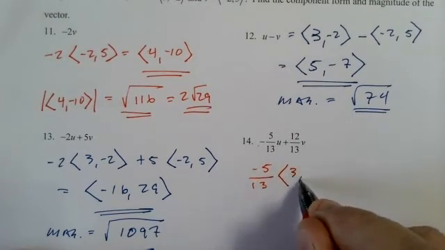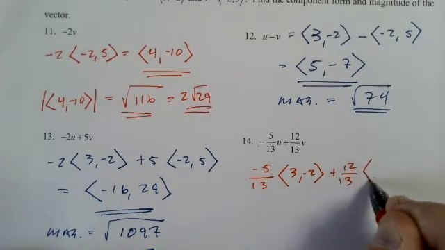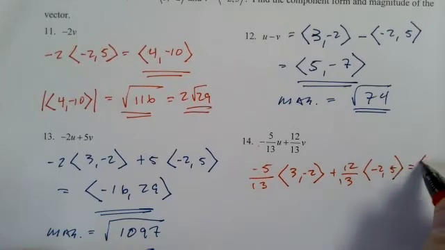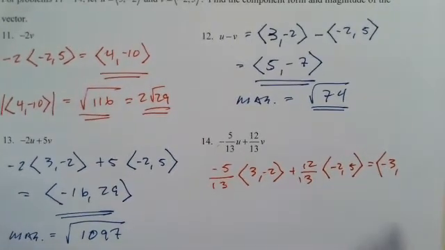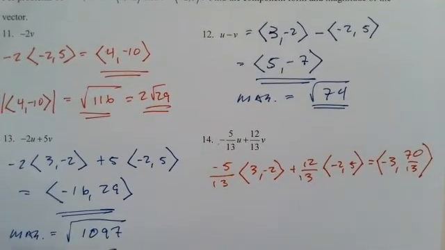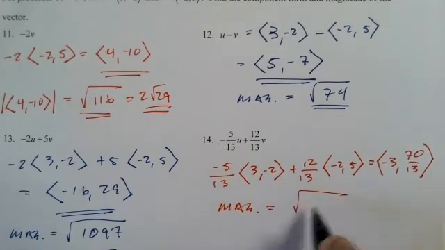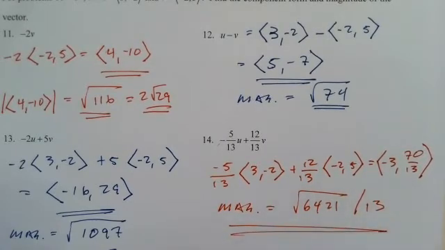-5/13 times 3, -2 plus 12/13 -2, 5 gets us this bizarre -3, 70/13. Sure, whatever you say. Magnitude, big math, off we go. I don't even know if that reduces or not, and don't really care all that much.